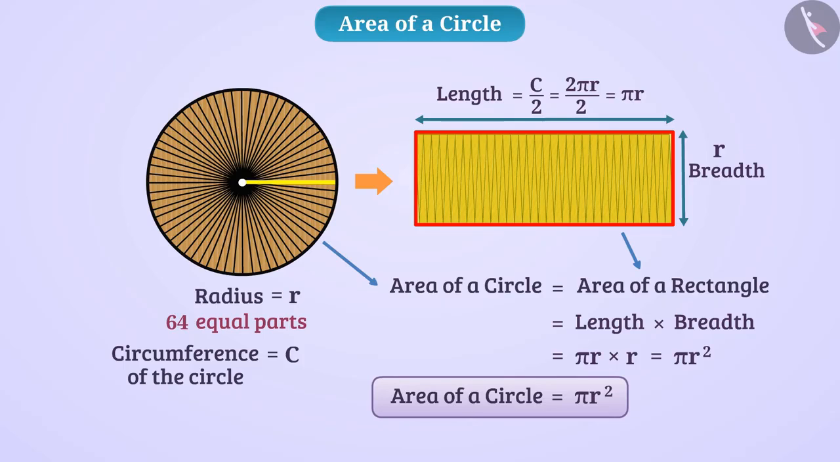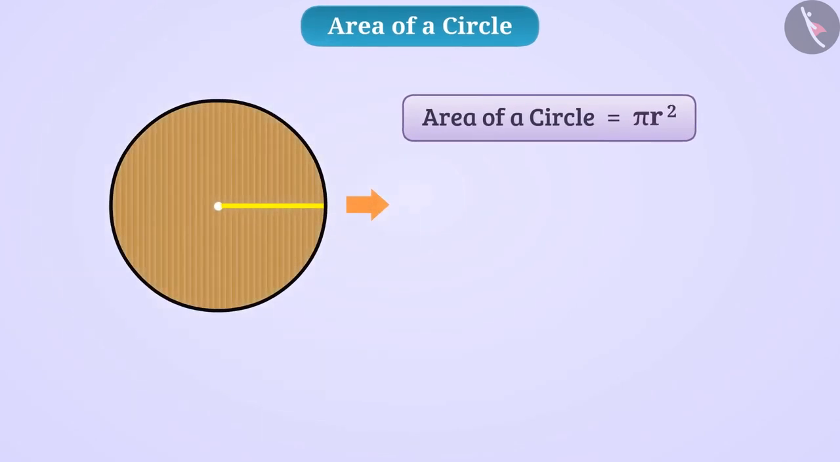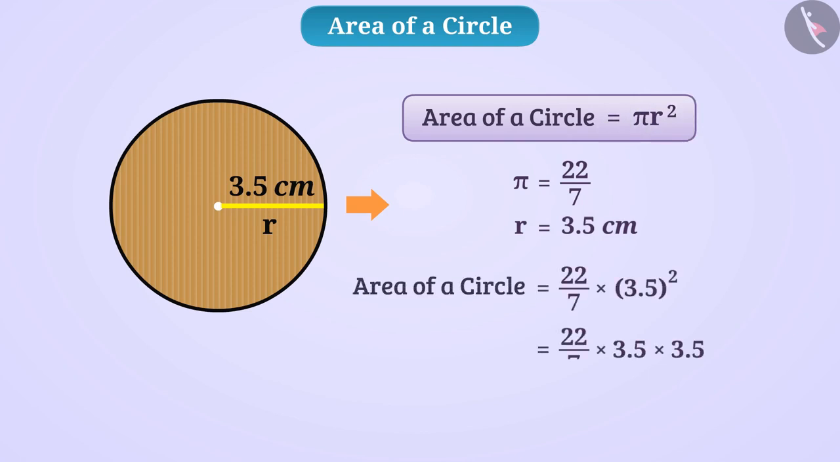For example, by using this formula, we can find the area of a given circle whose radius is 3.5 centimeter. The value of pi is 22 by 7 and the value of r, that is radius, is 3.5 centimeter. By putting these values in this formula, we will get the area of this circle as 38.5 square centimeter.